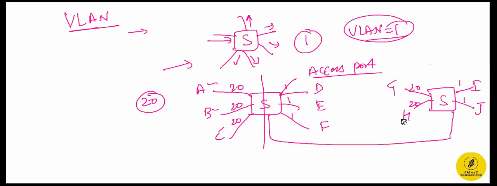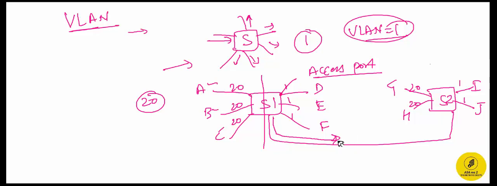Now, because G and H are also members of VLAN 20, we need to make sure that A, B, C can access G and H also. And in a similar way, D, E, F have connectivity with I and J. But in order to do that, those VLANs have to travel from switch 1 to switch 2. And they will be able to travel through this link. But why will this link allow both the VLANs?